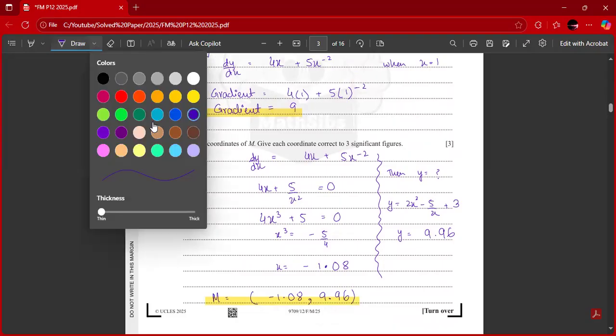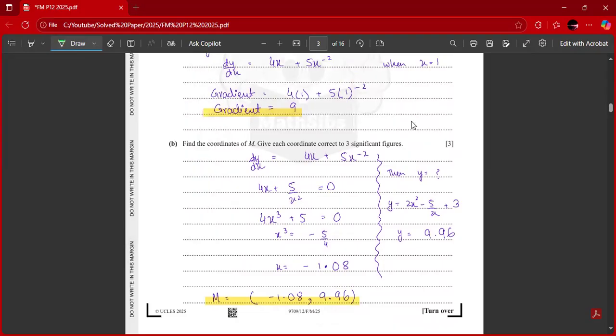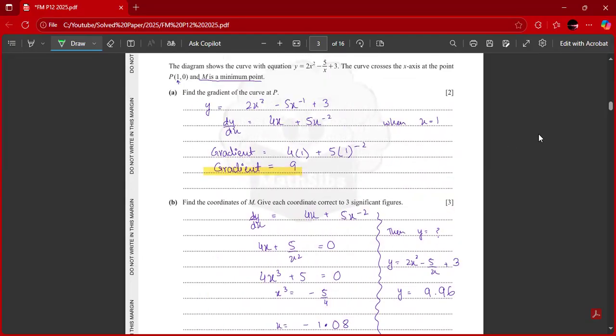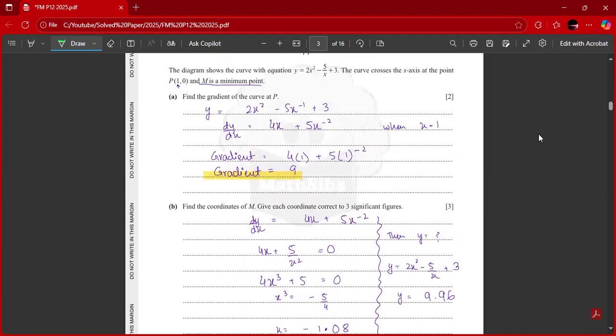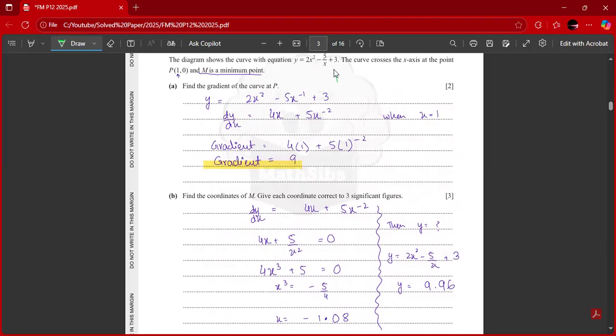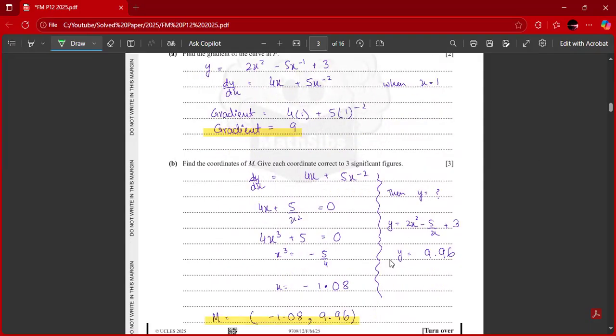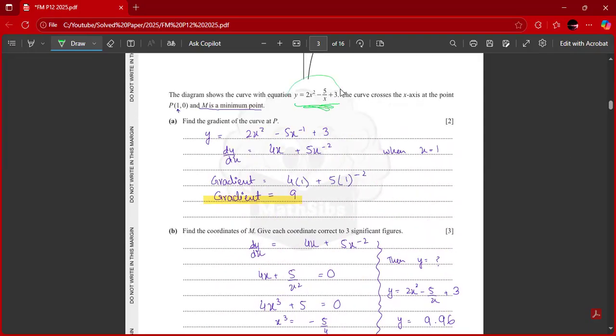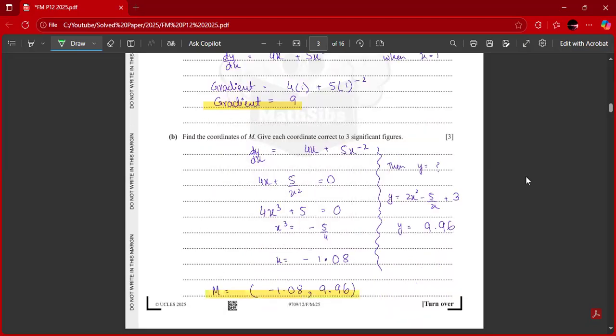They try to get the value of y from here, which is totally wrong. Because y is an output that we get after we put something into the original function, which is this function here. This function is the original function. So whatever value of x we get, which is minus 1.08, we substitute it right in here to get the value of y. That cleared, we solve it, we get the minimum point as minus 1.08 and 9.96.